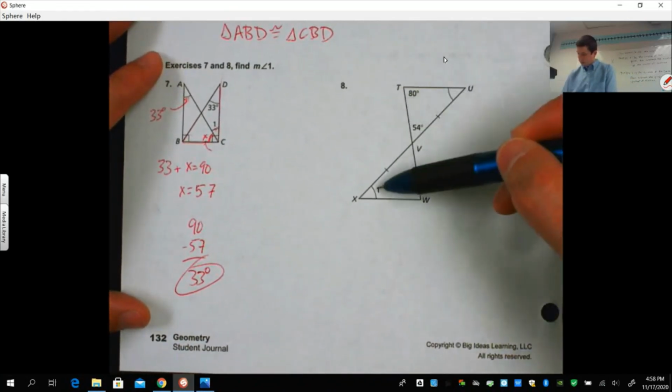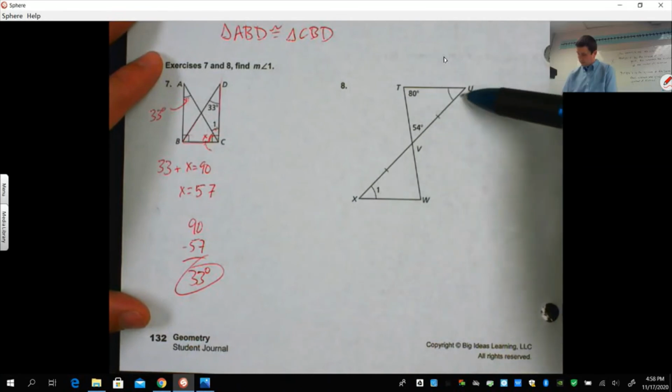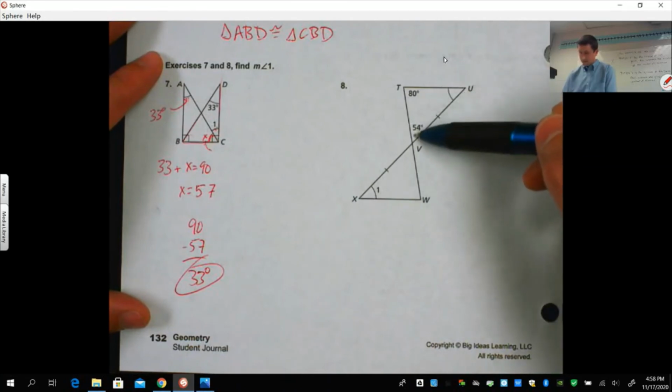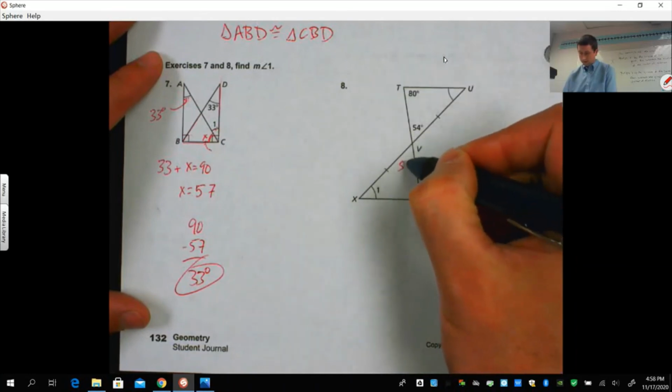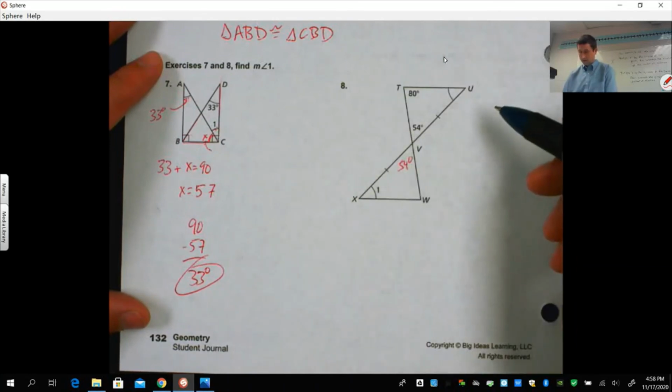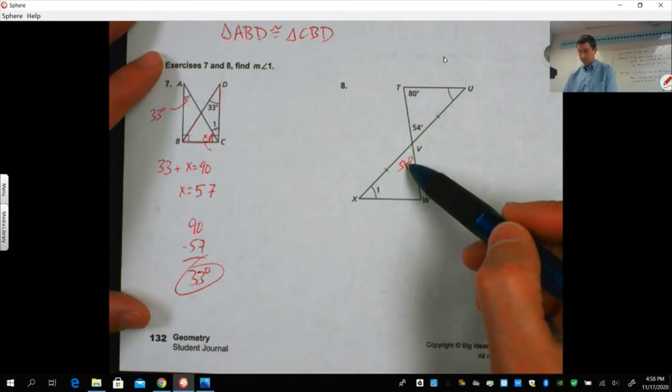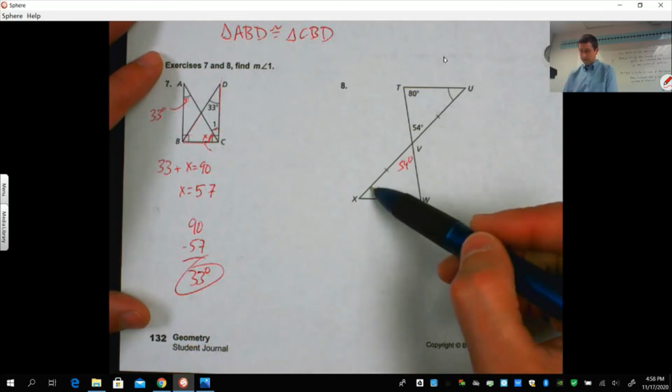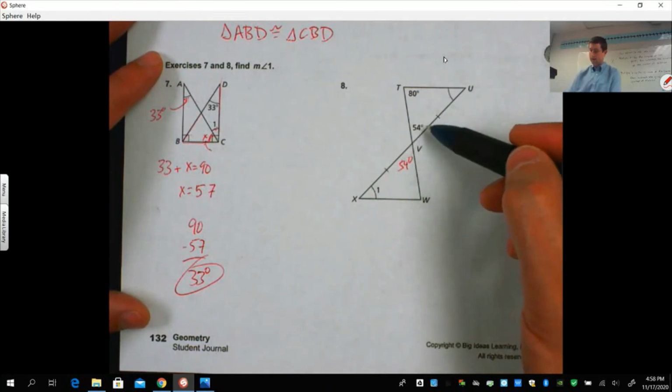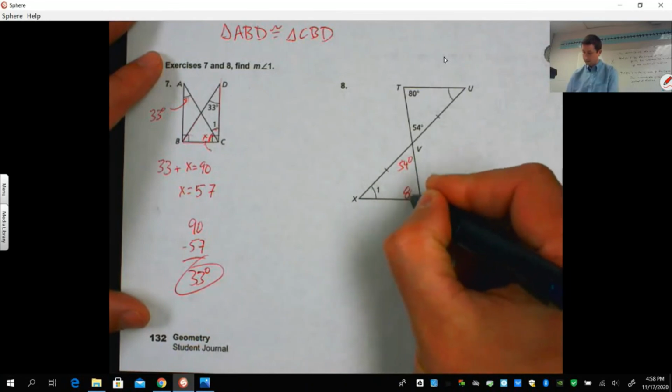On this one, measure of angle 1. So here's 54. These are vertical angles. So that makes this 54 degrees as well. Okay. Now, if this is 54 and that's 54, this angle equals this angle. This is the third angles theorem. We know this one has to be 80 degrees.